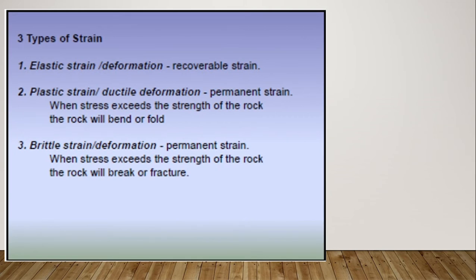One is elastic strain deformation, which is recoverable strain. The second one is plastic strain, or ductile deformation, which is a permanent strain. When stress exceeds the strength of the rock, it will bend or fold. The third one is brittle strain deformation. It is a permanent strain. When stress exceeds the strength of the rock, it will break or fracture.